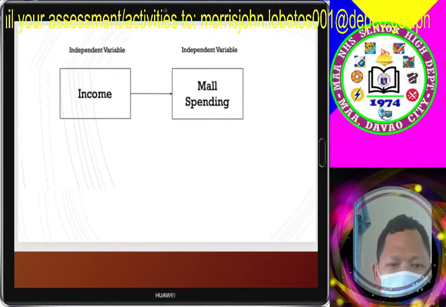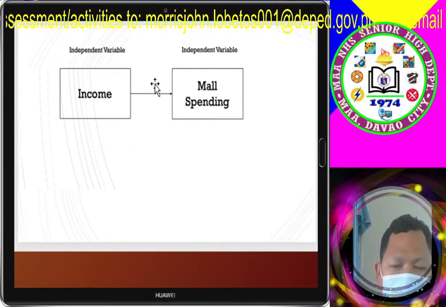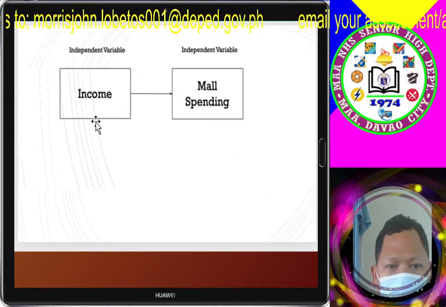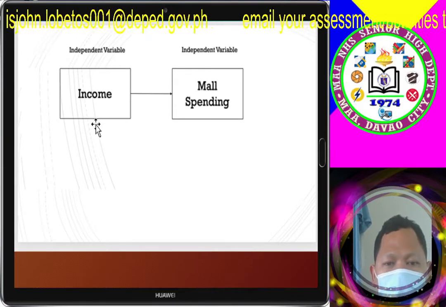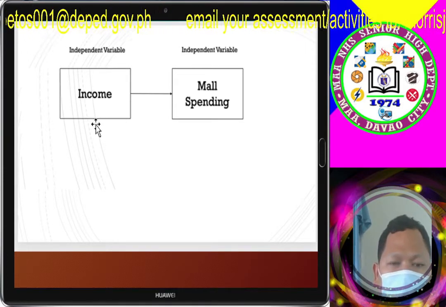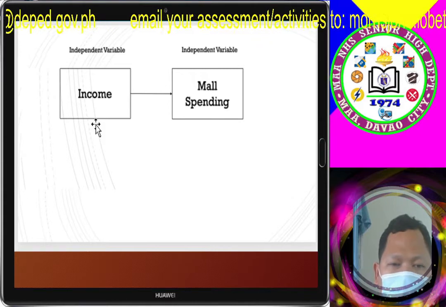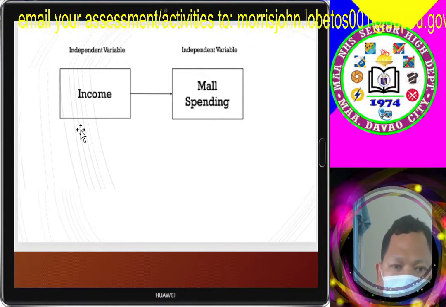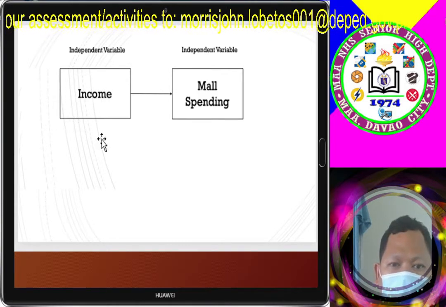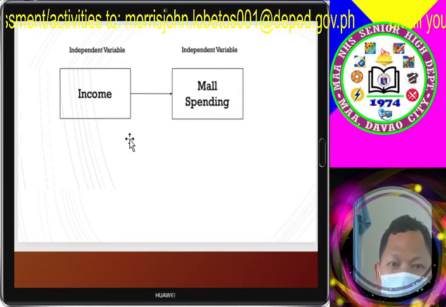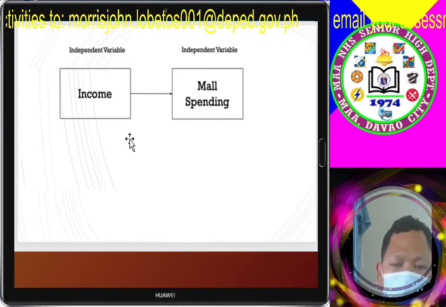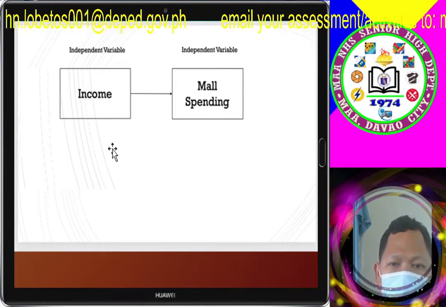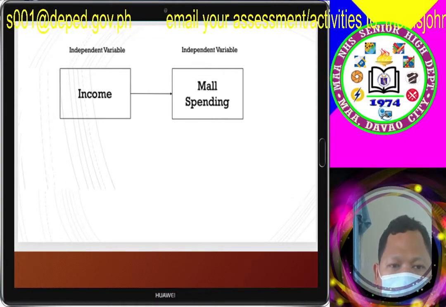This is our conceptual framework for that study: income, then mall spending. I hope you already have that information in mind on how to make a conceptual framework. As you can see, these are your two variables. That's why I instructed you to read topics, then associate variables.